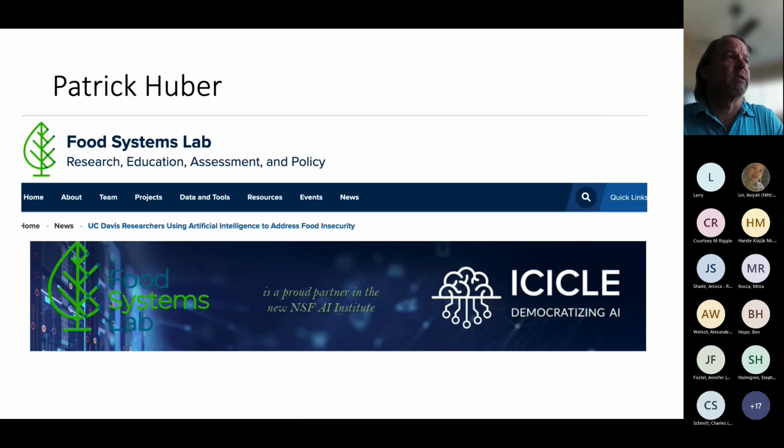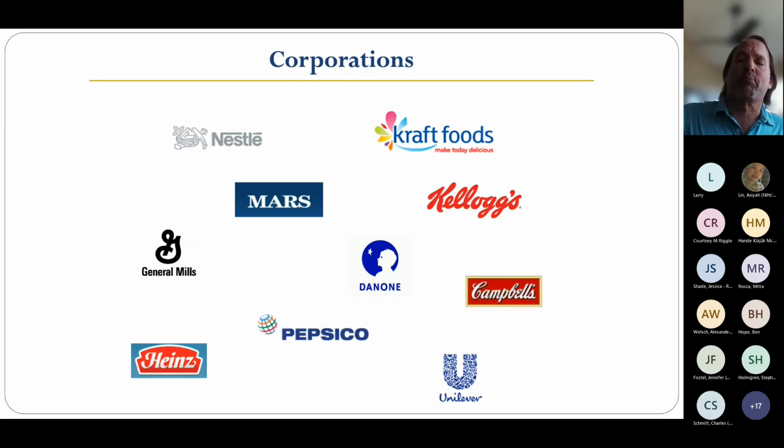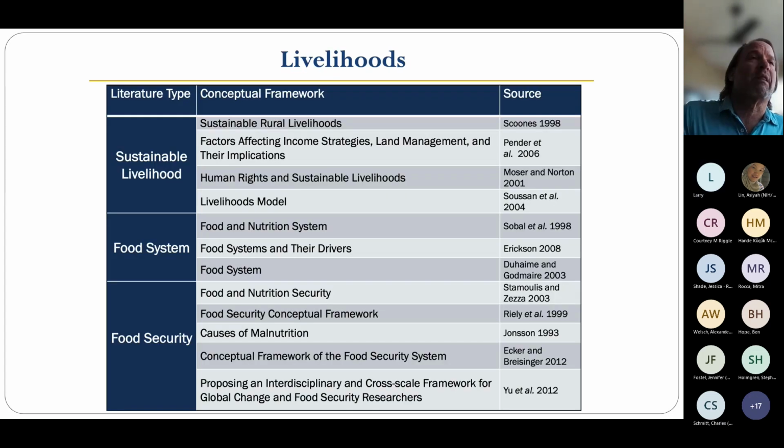So what we've done here is, sorry, I thought I had the title of this. We've built a vocabulary of sustainability issues and indicators. And what we've done is we've sourced these from a variety of global initiatives. So again, a shared conceptualization. We've sourced them from corporate sustainability reports, and we've sourced them from academic literature about livelihoods to begin to shape up sustainability issues and indicators.